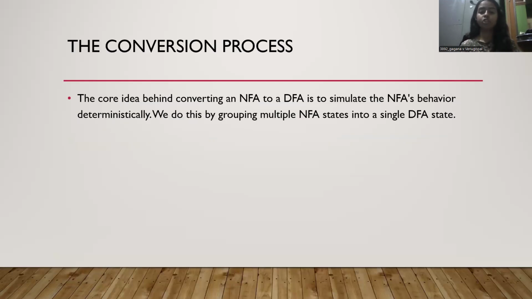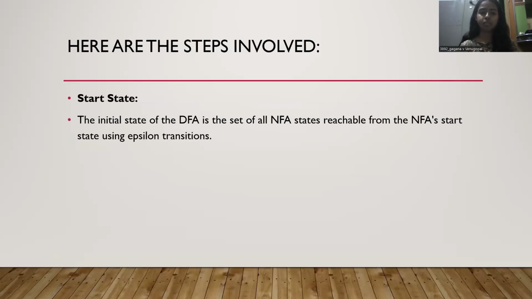Then, the conversion process. The core idea behind converting an NFA to DFA is to simulate the NFA's behavior deterministically. We do this by grouping multiple NFA states into a single DFA state. Here are the steps involved. First, you start with the start state. The initial state of the DFA is the set of all NFA states reachable from the NFA start state using epsilon transitions.